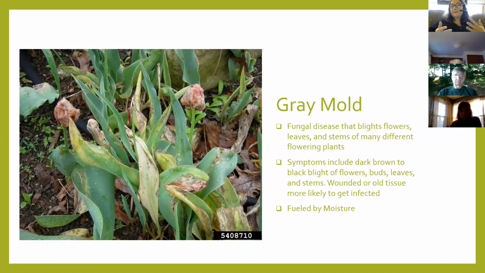This is where plant spacing can come in handy, so just watching how closely packed your plants are. And wounded or old tissue is more likely to get infected. So if you already have a pretty healthy plant, you're probably not going to see gray mold too much in those younger leaves, just more in the older ones.